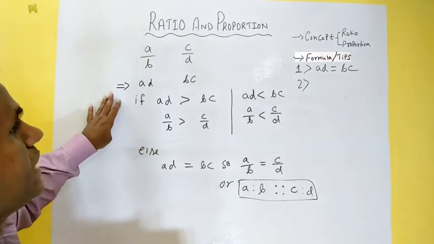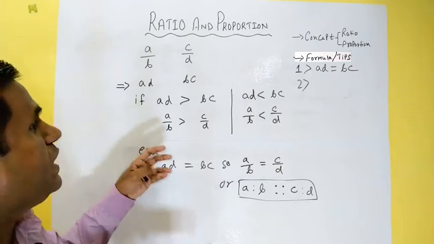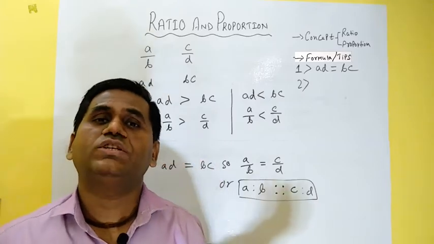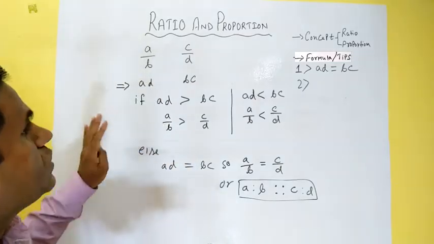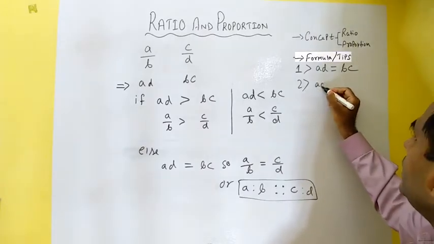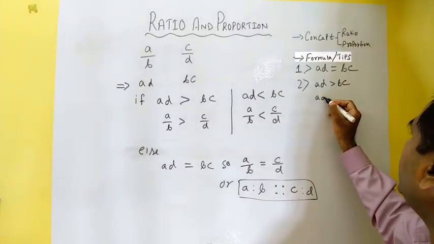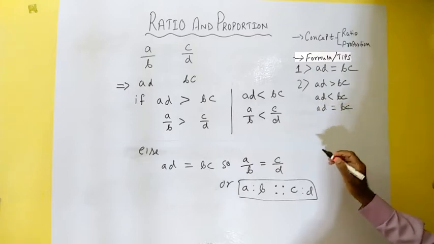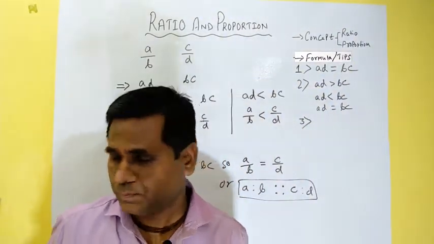So this second formula will help us in the problems wherein it will give two ratios and ask to find out which ratio is greater or which ratio is smaller, or to check whether the ratios are equal. So we can use this concept, okay. So here I will write that AD greater than BC or AD less than BC or AD is equal to BC. Now we will move on to the third formula, okay.